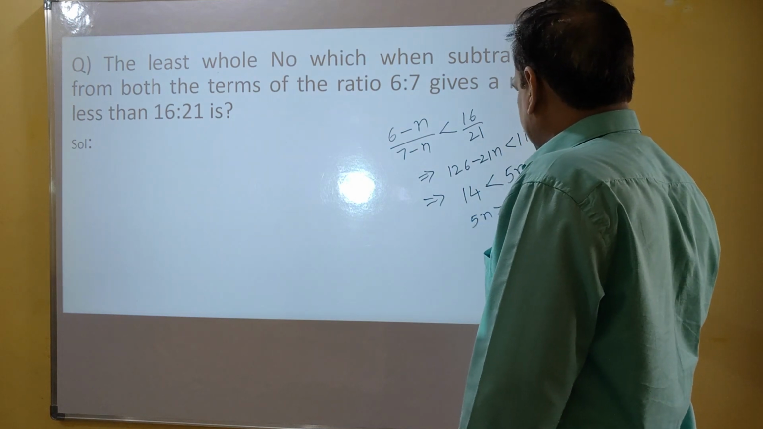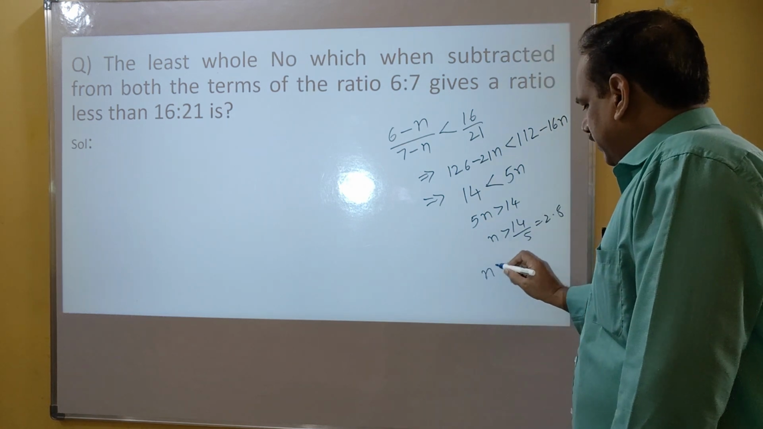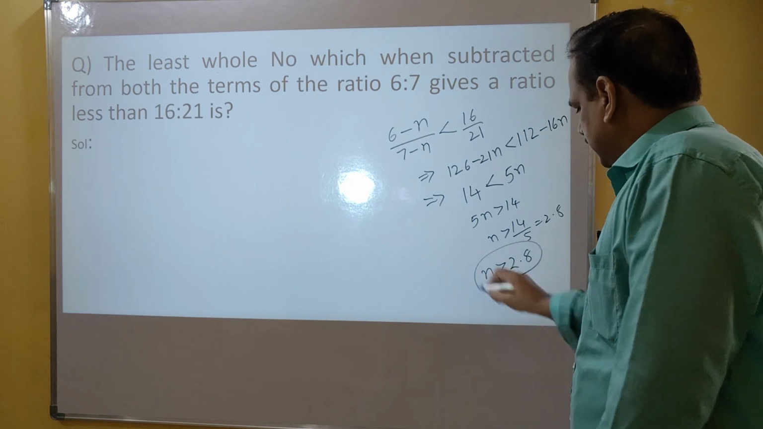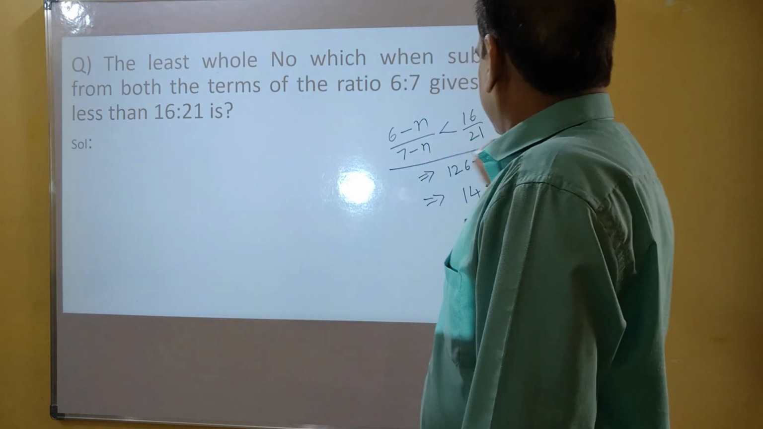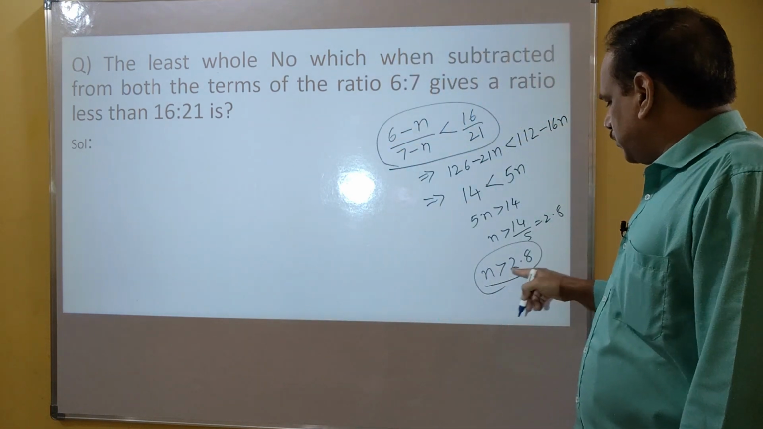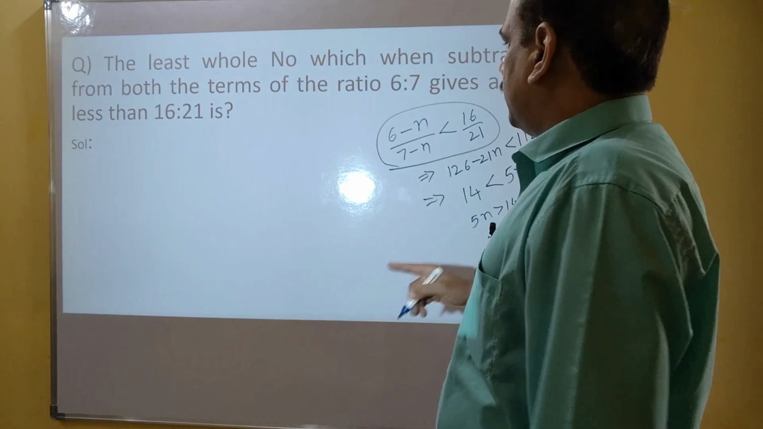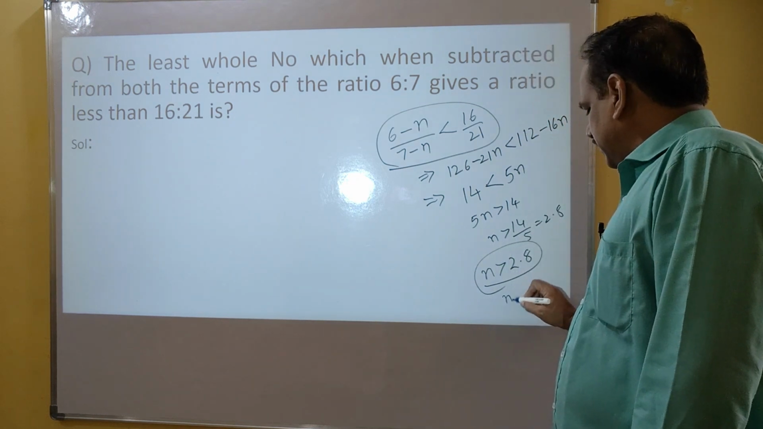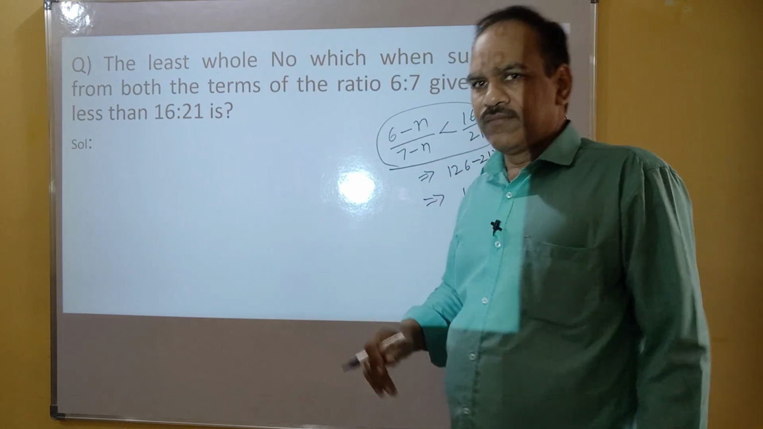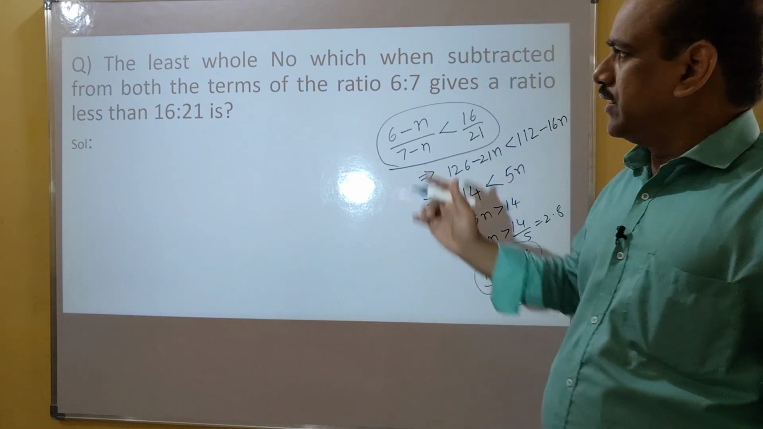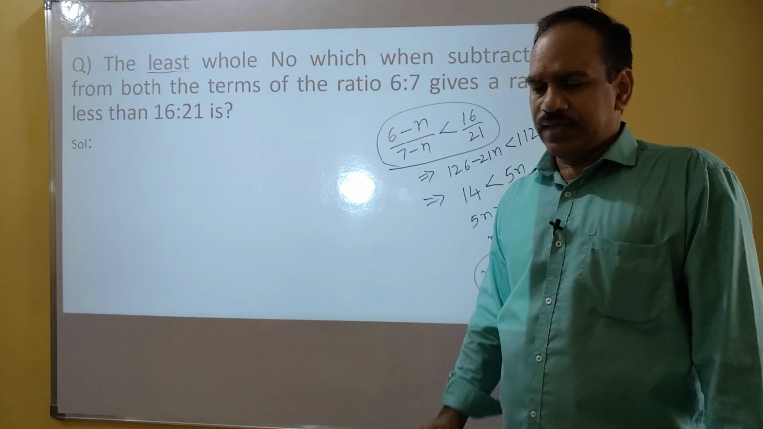So 5n is greater than 14, n is greater than 14 by 5, 2.8. So n must be greater than 2.8. So whatever number you take greater than 2.8, that satisfies this inequality. But we are asked to find the whole number. So the whole number is 3. Why 3? 3 also satisfies, 4 satisfies, 5 satisfies, but you are asked to find the least number. So out of all, 3 is the least.